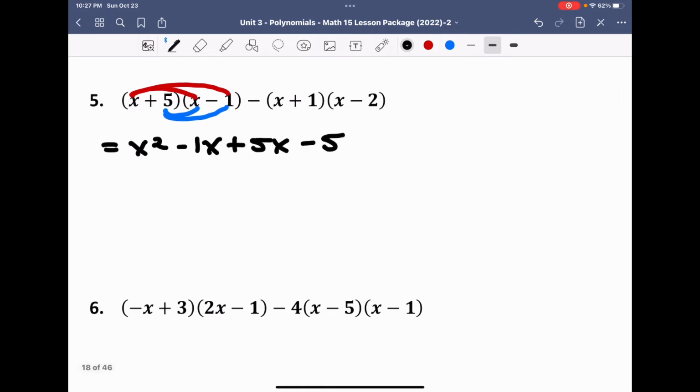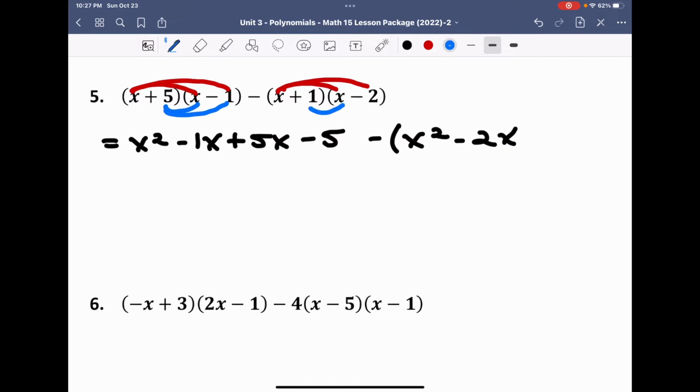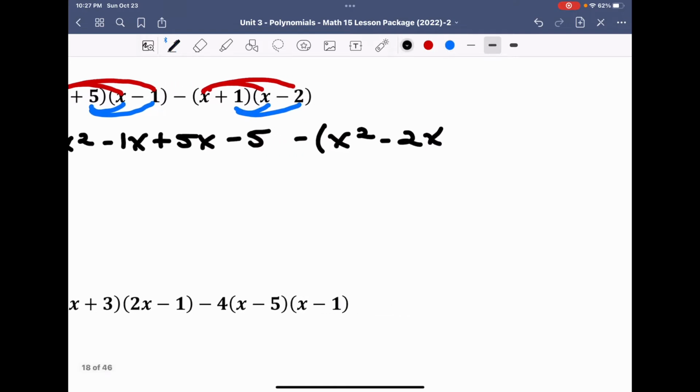Now, I go to my second binomial here. I have to take the negative 1 out front and apply it to everything in the brackets here. Or I could wait and then apply it in the end. What I'm going to do maybe first is do the binomial expansion. So x times x times negative 2. This gives me x squared minus 2x. I'm then going to take the 1 and multiply it to both of these. So I have plus 1x. 1 times a negative 2 is negative 2.